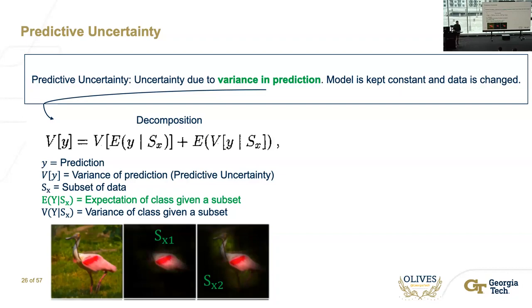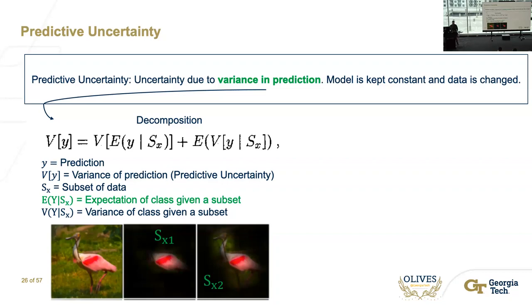In the literature, there are many different kinds of uncertainty. I think the two most common are aleatoric and epistemic uncertainty. In this presentation, I'm not going to talk about separating the two. Rather, I'm just going to consider the entire uncertainty as a single quantity, called predictive uncertainty, which is due to variance in the prediction logits.